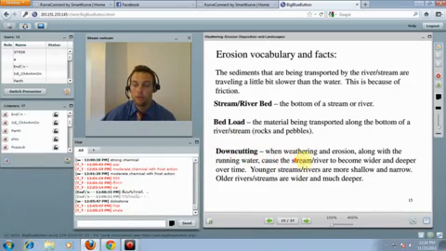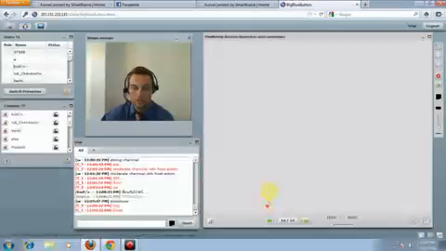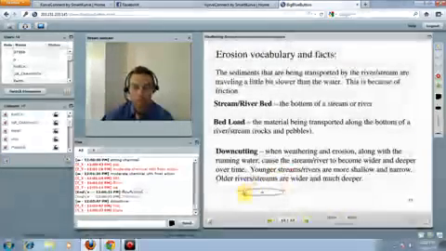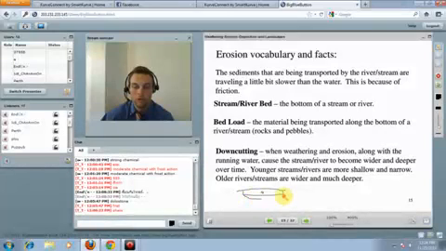Downcutting is when weathering and erosion along with running water cause the stream or river to become wider and deeper over time. So basically, this is your river segment, and you have forces. The saltation, sediments rolling along the bottom, can actually erode the river so that it becomes deeper over time.